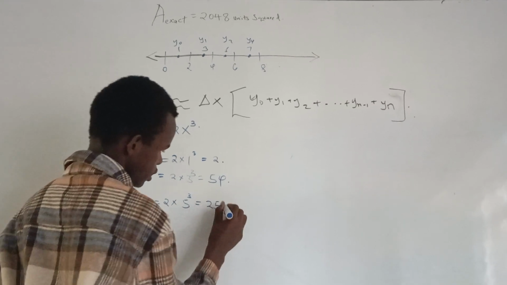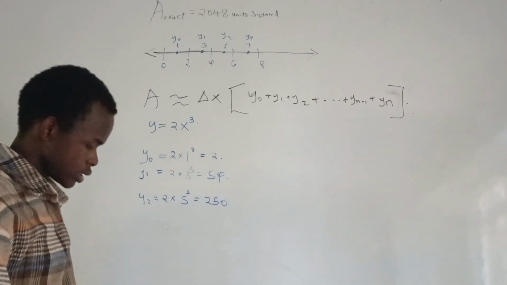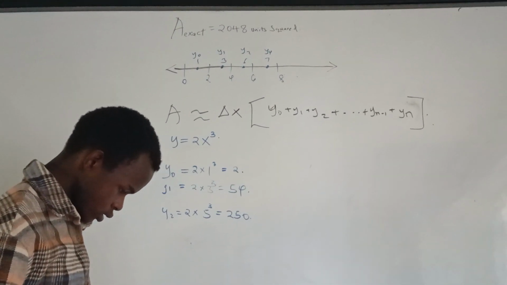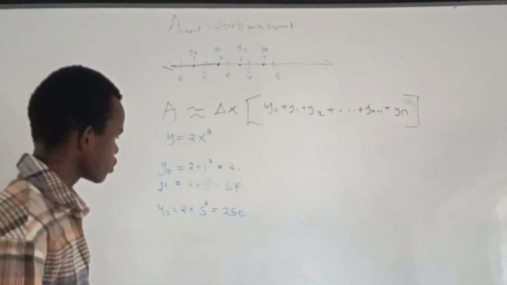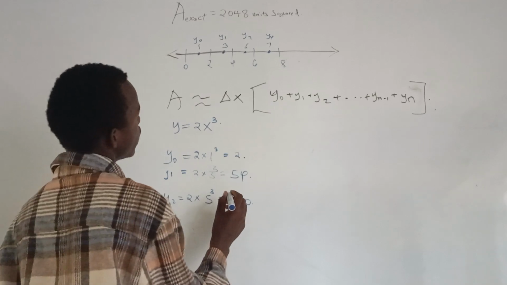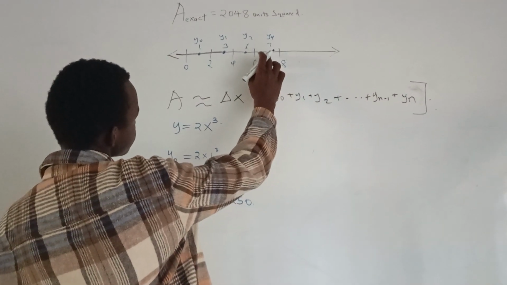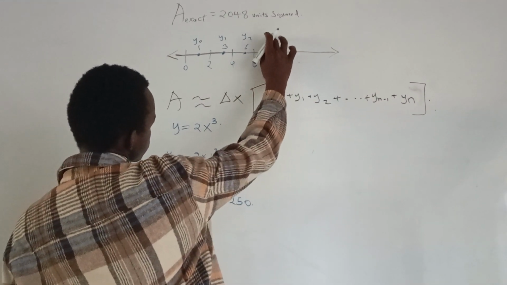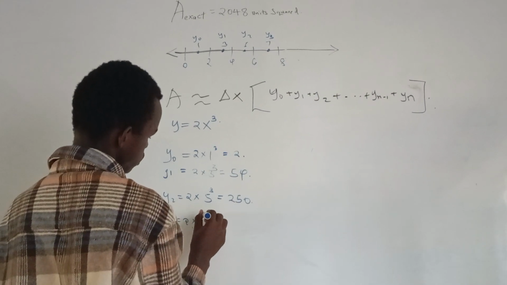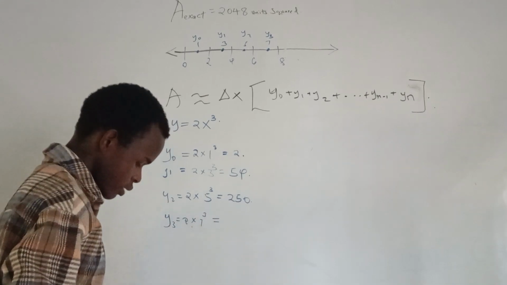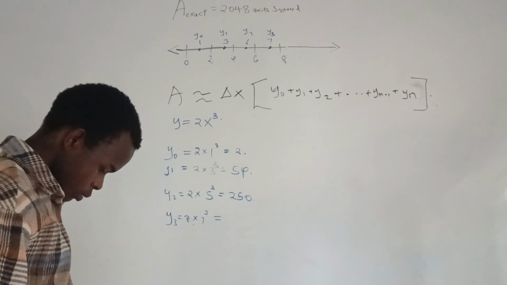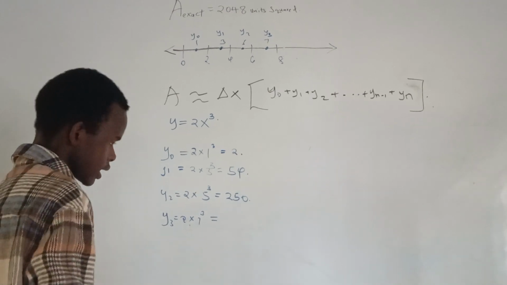I think it's 250. Okay, let me just be sure. So it will be 5 cubed multiplied by 2. Yeah, 250. So our y3 is where x is 7. So it will be 2 multiplied by 7 cubed. What will be our answer? 7 cubed multiplied by 2 will get 686.